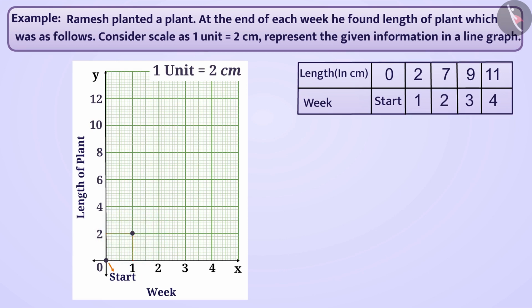Similarly, the length of the plant in week 2 is 7 cm. To denote this length, we will mark the point at the intersection of the vertical line of week 2 and the horizontal line of 7 cm. Similarly, we will mark the points for all observations. Now we will connect all the points with line segments. We have shown an increase in plant length over time as a graph. Therefore, we can call it a time-growth graph.